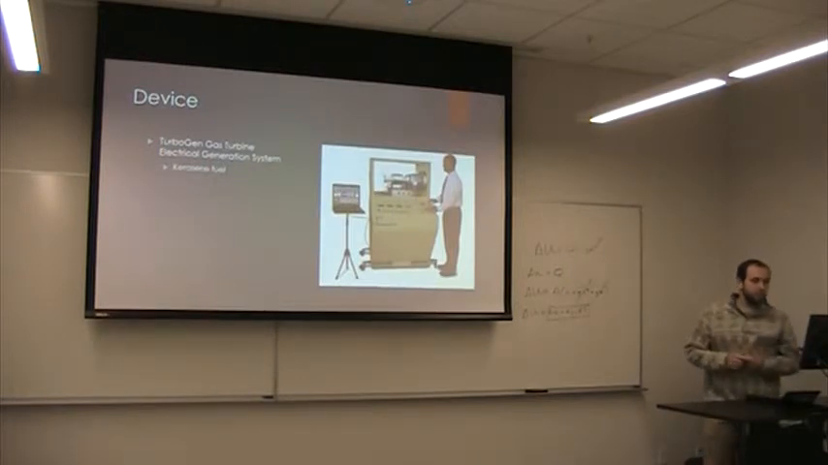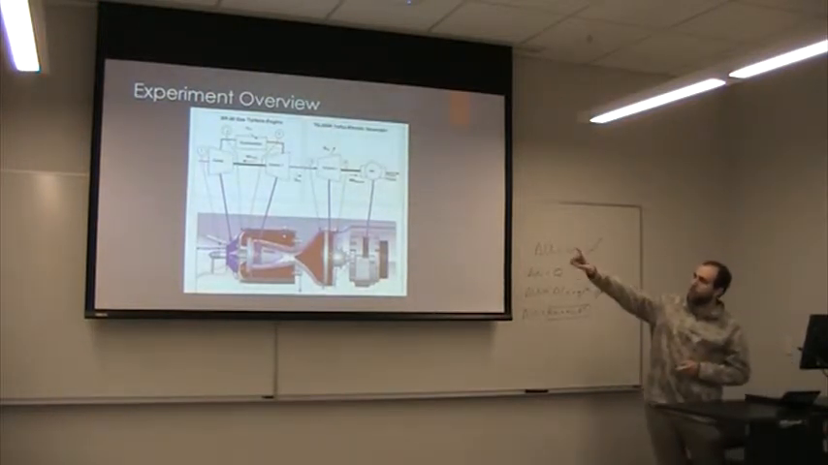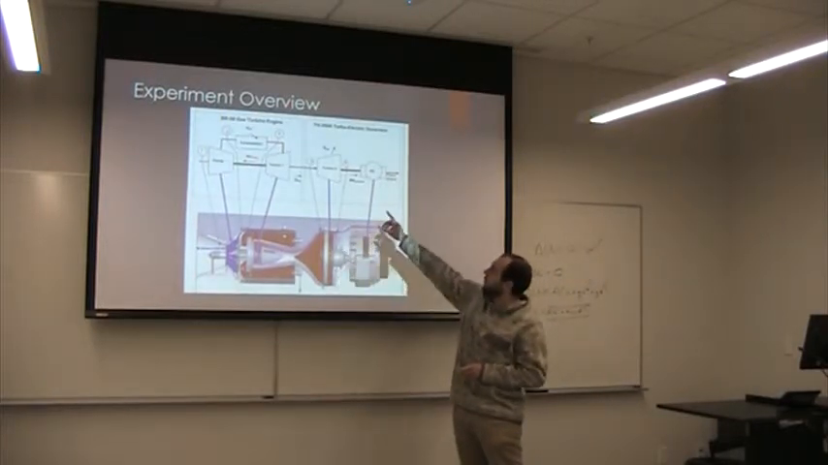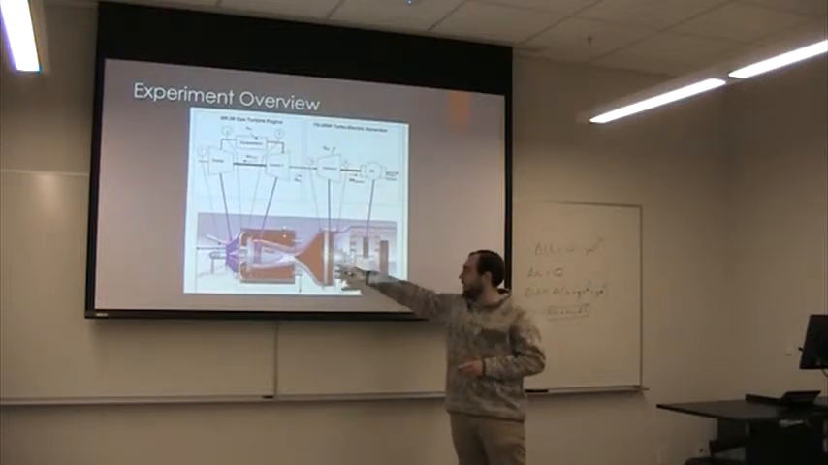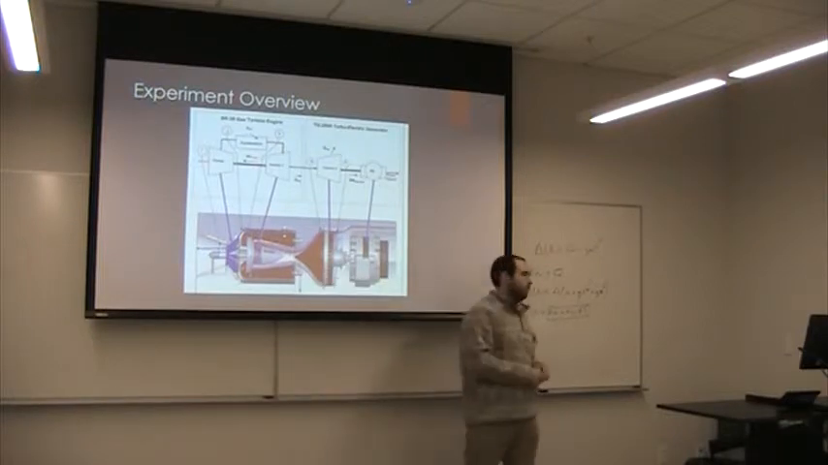So this is the device we used. It's the Turbogen gas turbine electrical generation system, which uses kerosene as its working fuel, and basically consists of a turbine engine and a generator to produce power based on the work out of the turbine. So this is the diagram of the system. You can see you have the two main groups here: your gas turbine and the electric generator, which is powered by this free turbine. It spins from the output of the turbine engine.